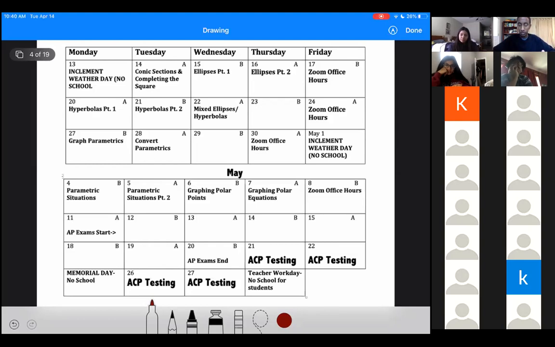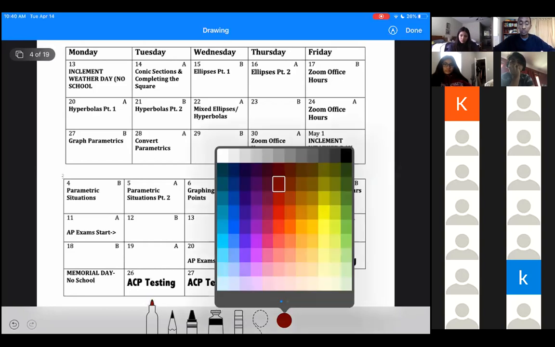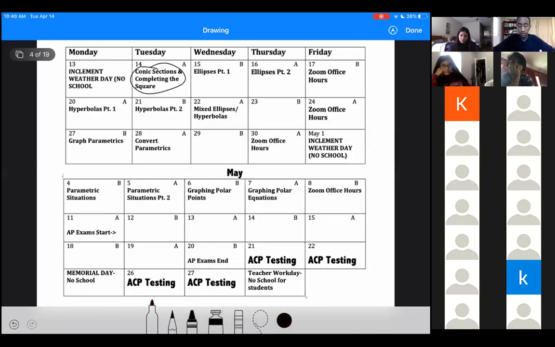So here is the calendar, and I've uploaded this onto Google Classroom, so that if you like to print and you want to know when's A day, when's B day, what topics are we doing, whatever. This is the tentative calendar as of now, and there's obviously potential changes that could be made. So here's this week. We're in conic sections and completing the square. That's today's lesson, okay? All the way through here, all of this is conic sections, okay? That's 1 unit.